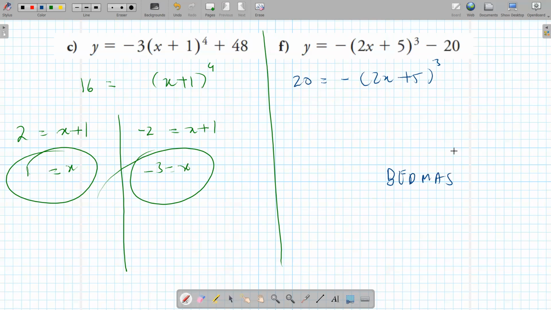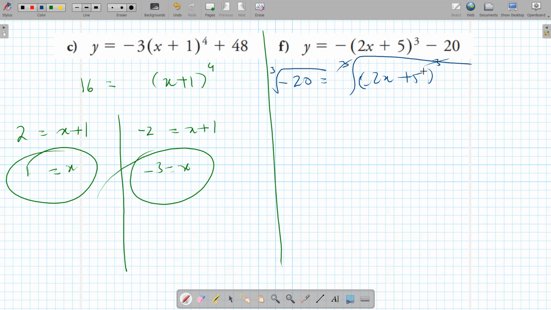When you're trying to solve an equation, we follow this order. You see there's a negative, so find -20. First you do -20, and then you want to deal with the exponent. What's the cube root of -20? We're going to have to use a calculator for this one. It's not going to be a nice number. It's going to be a lot of decimals, but it's okay.